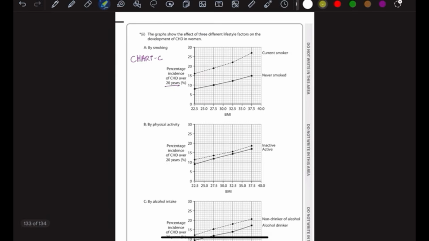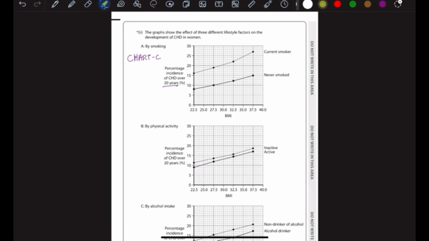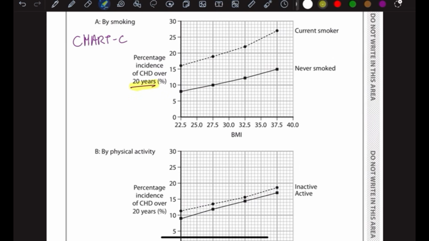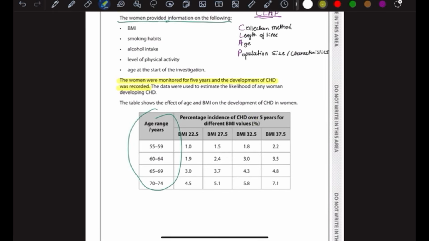Let's look at our graphs. Now, remember chart C. So important that we remember about chart C. So we're comparing. Now, one comparison we can make here, percentage over 20 years. Well, let's look at the table. The table is looking at over 5 years.